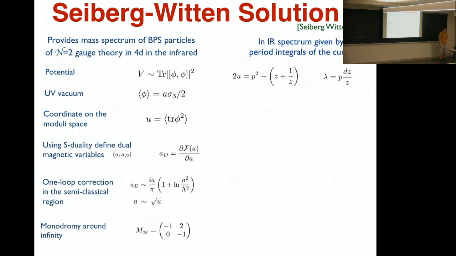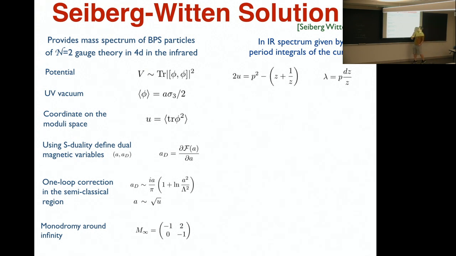Now, the theory exhibits S-duality, which is a powerful symmetry, and you can use it to define a second set of coordinates, which are called dual or magnetic variables, called A_D. There's a holomorphic function, called the prepotential, F of A, where A is the same as here, and it serves as a generating function in the sense of Hamiltonian mechanics, right? So you can treat the pair A and A_D as the canonical degrees of freedom of some integrable system, as it turns out.